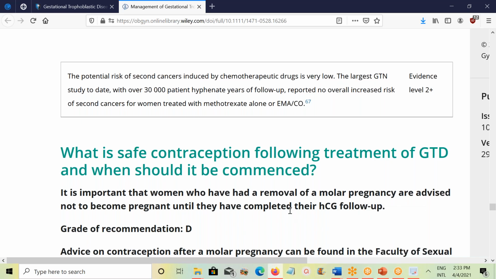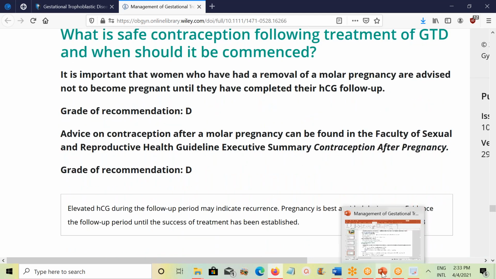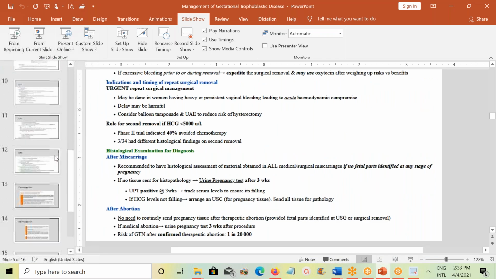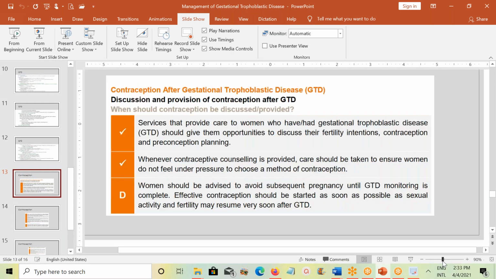Another sticky area is contraception. What should be done? So let's go to that quickly because it's a very lengthy guideline. All of this is given here, okay? So let's go to this one. I put that one also here: contraception after gestational trophoblastic disease.